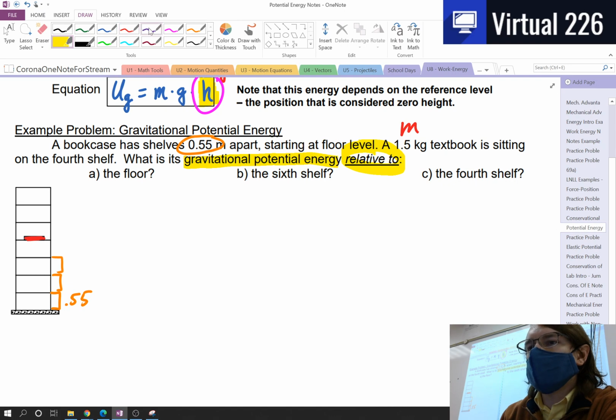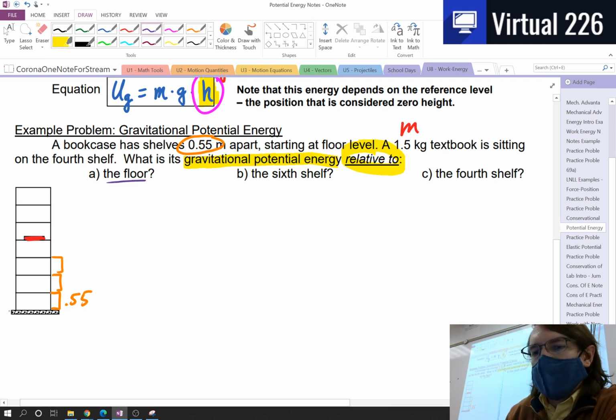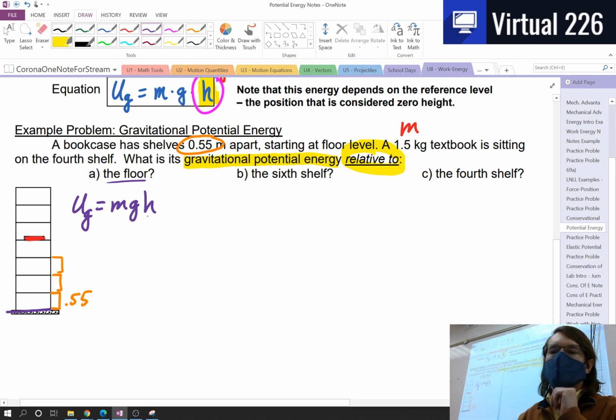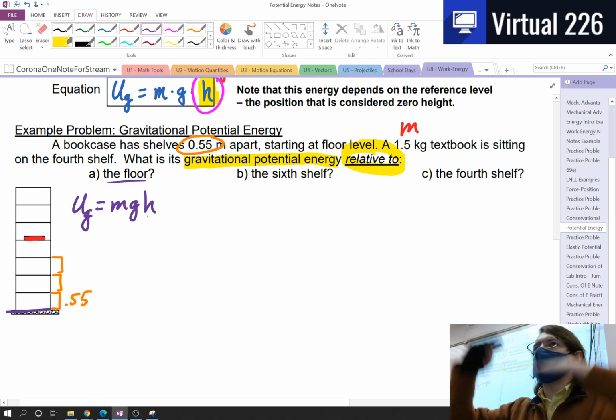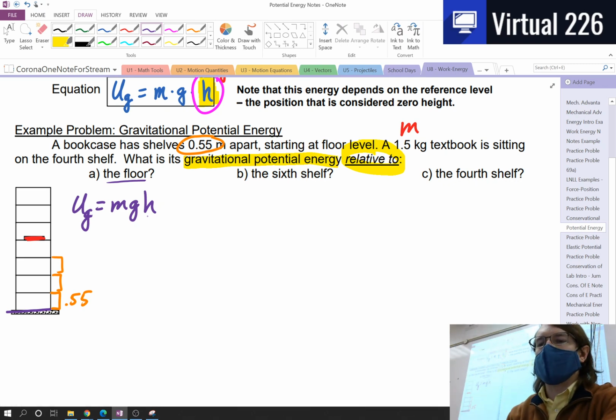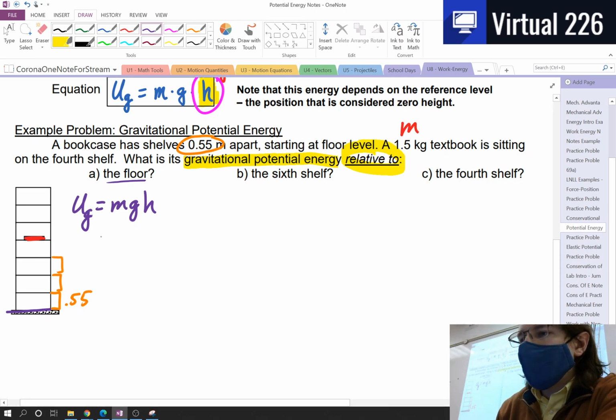So to start, let's do this relative to the floor. So our floor is down here. We know our equation for gravitational potential energy is a mass times gravity times some height. Okay, put height in quotes because it's really some distance there. Well, we know our mass is 1.5. We know gravity is 9.8. Let's try to figure out this h.